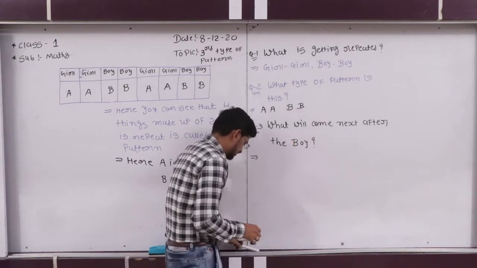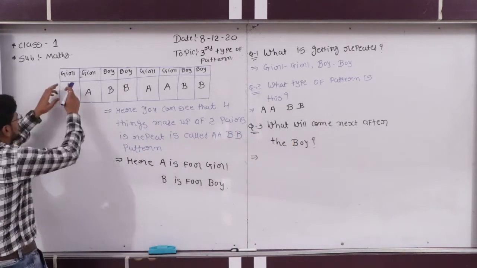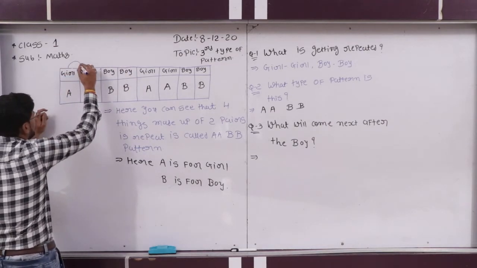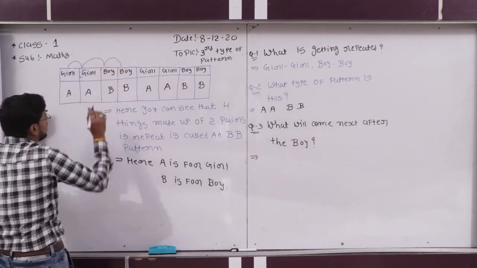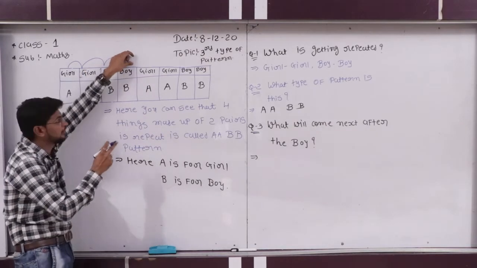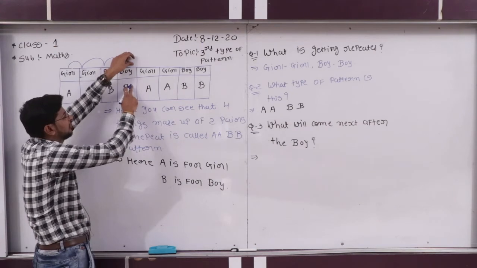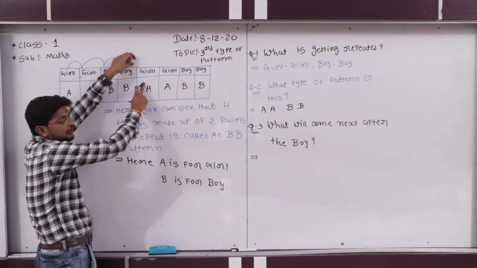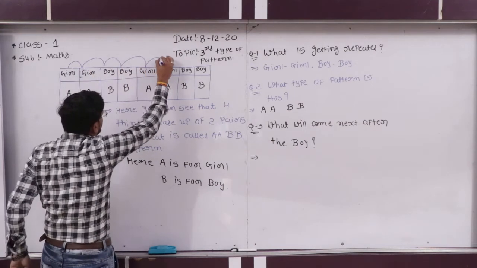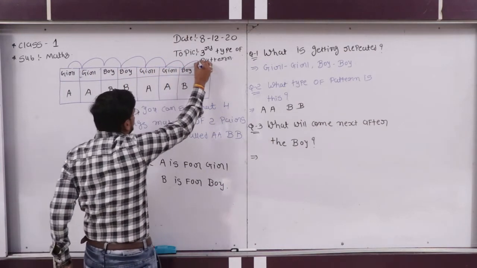So in this table we can see here, we start from a girl, girl, boy, boy, right? This is the first pair, girl, girl, and the second pair is boy, boy, right? After boy you can see here we repeated a girl once again, right? So after boy we repeated girl, girl, and then boy, boy.